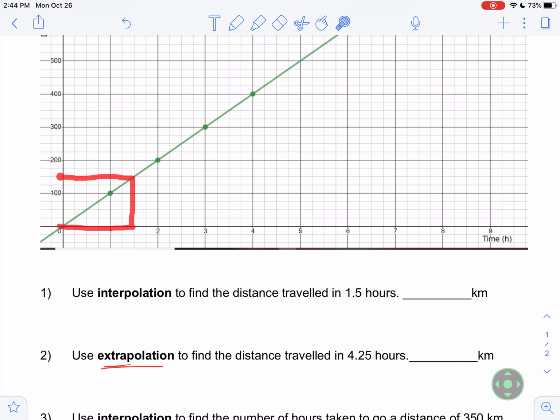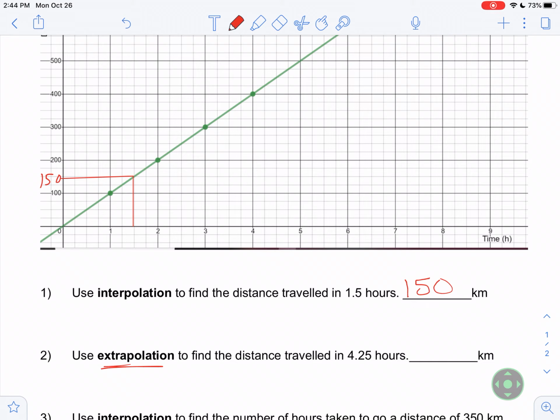And then we can read off 150 kilometers. And it's actually good to show that on your graph because it shows your thinking. So you can just leave that right on there. So we see that that happens at 150 kilometers.